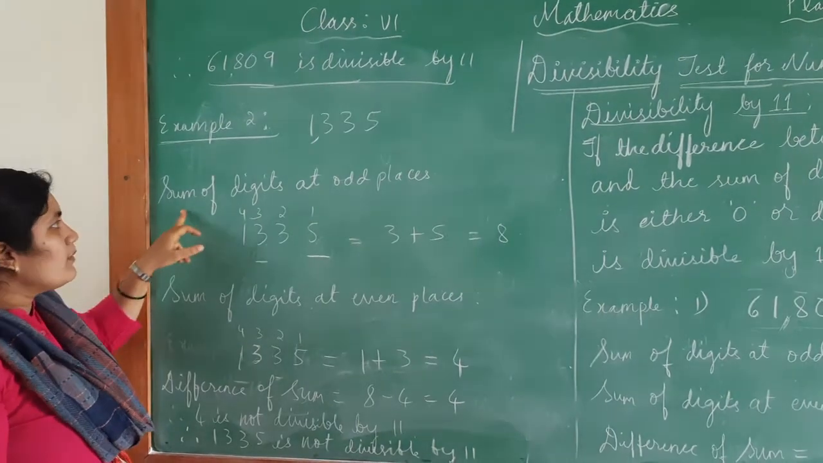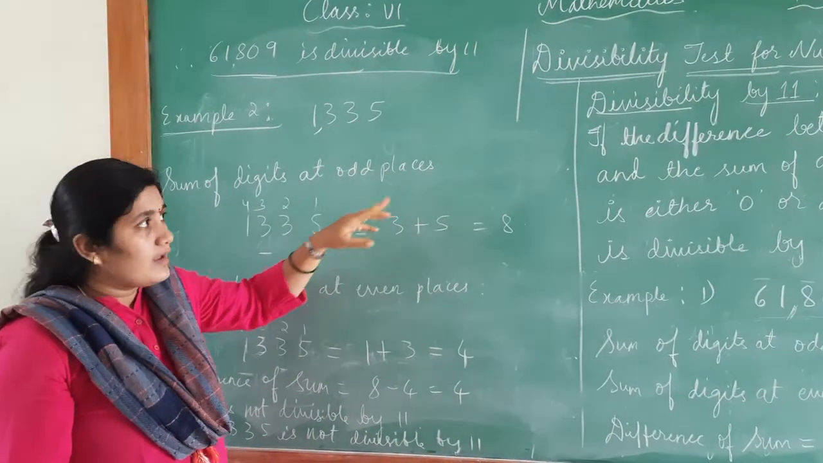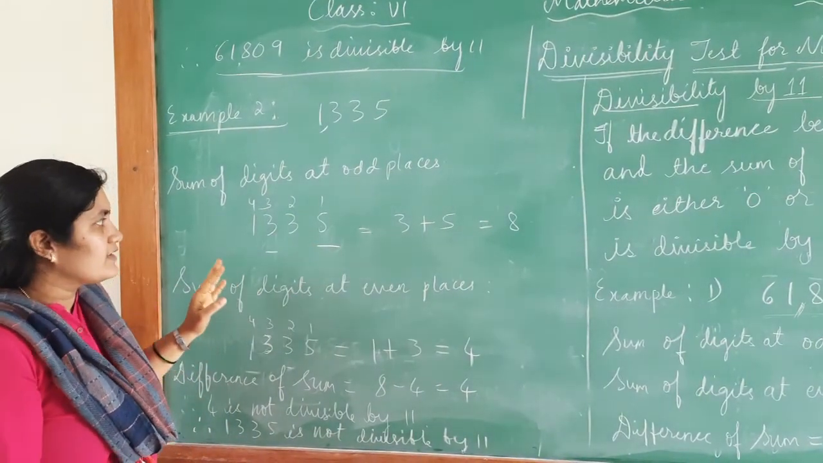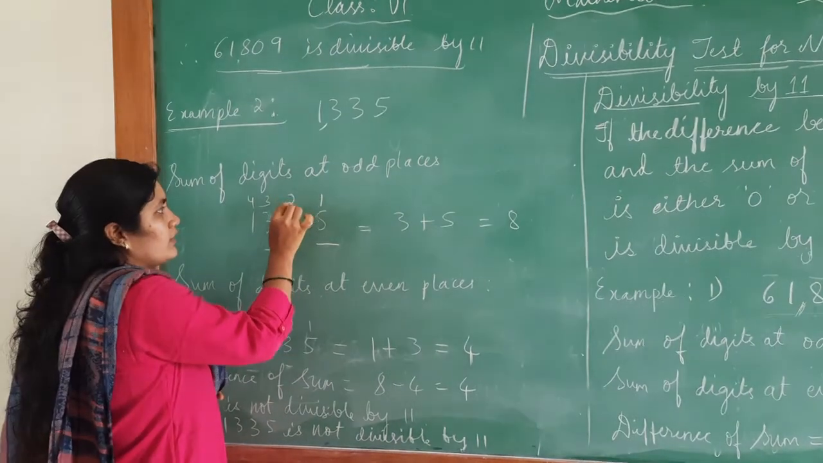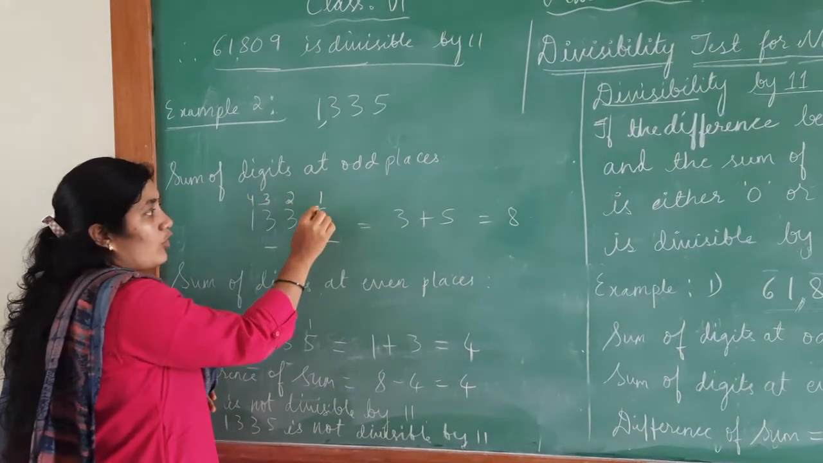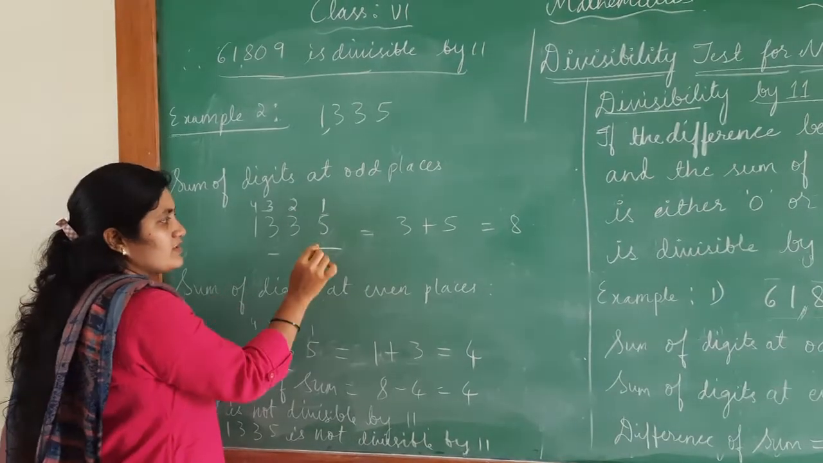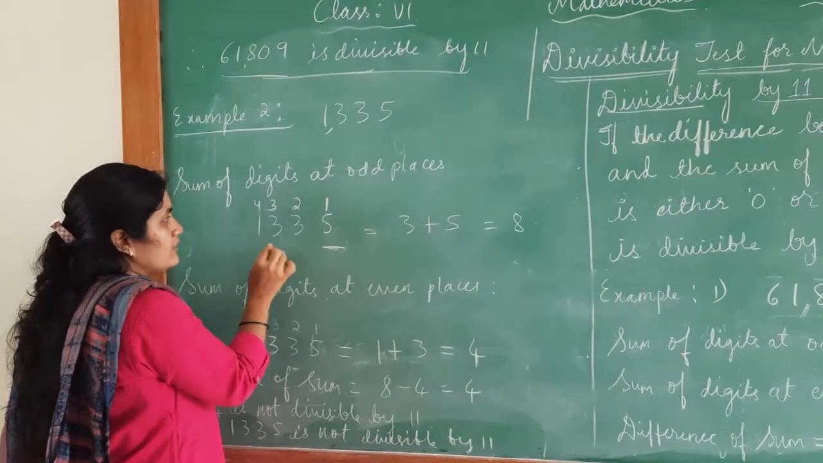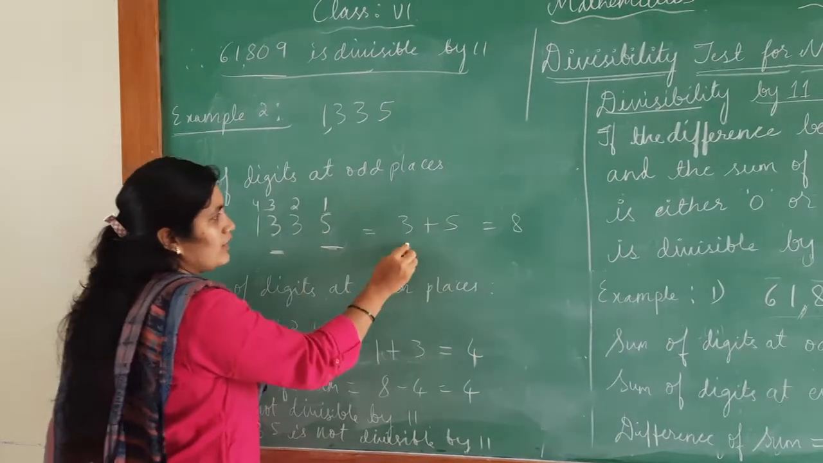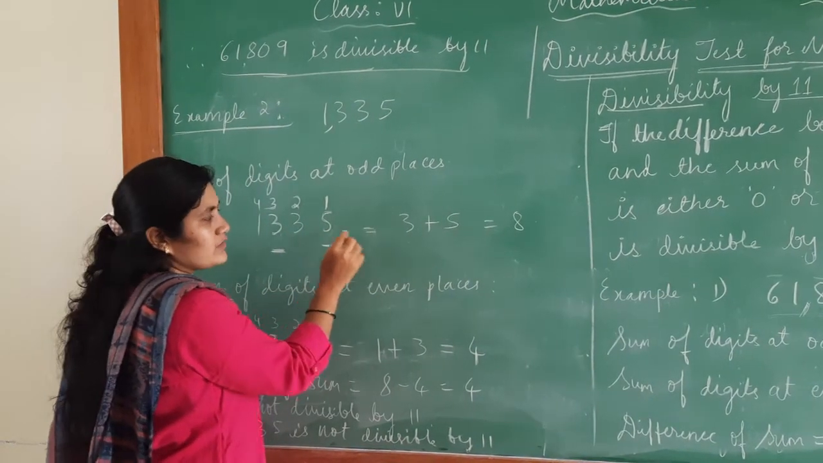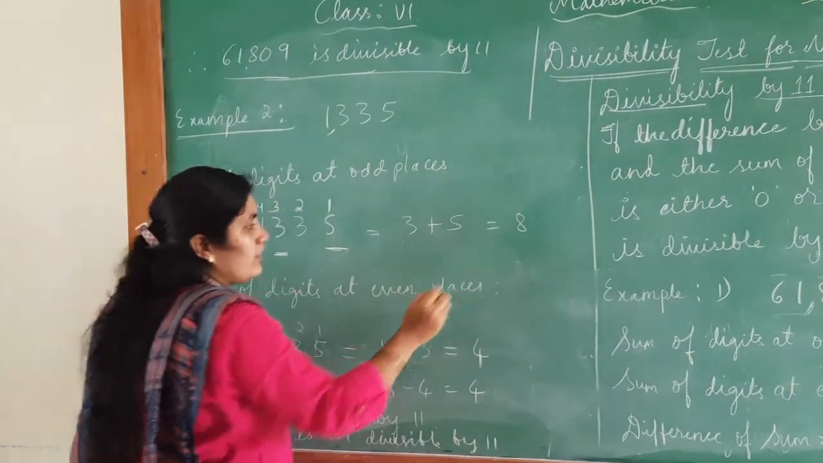1335. Sum of digits at odd places. As I have said already in the first examples, first we should mark the odd place numbers, not odd numbers, odd place numbers. The numbers in the first place and third place are 3 and 5. When you add these two numbers, you get 8.